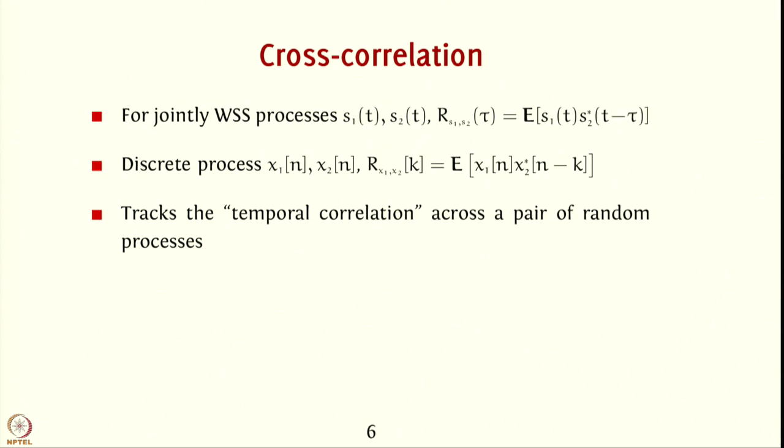In a similar manner, we can define cross-correlation. I am implicitly defining what a jointly Wide Sense Stationary process is. Jointly Wide Sense Stationary processes, or pairs of processes, are those where the joint second order statistics do not vary with time. In other words, if you define expectation of s1 of t times s2 star of t minus tau, this should depend only on tau and not on t, then you can call such pairs of random processes jointly Wide Sense Stationary. In the case of discrete processes as well, if their joint statistics depends only on the lag, then they are said to be jointly Wide Sense Stationary. This tracks the temporal correlation across a pair of random processes.